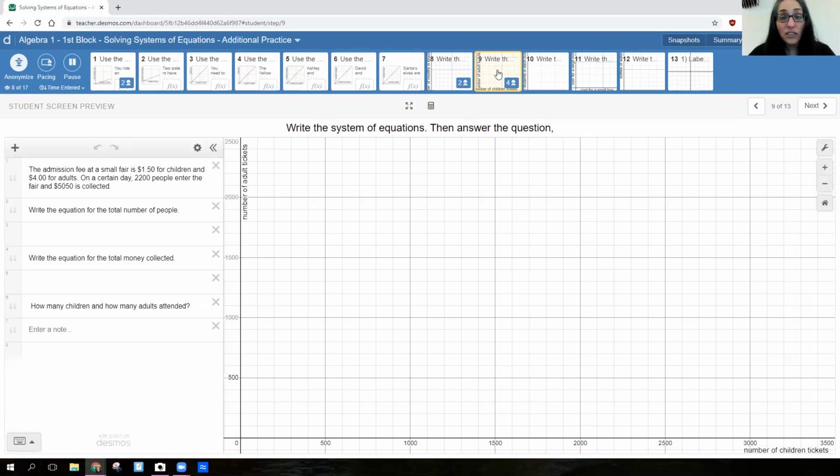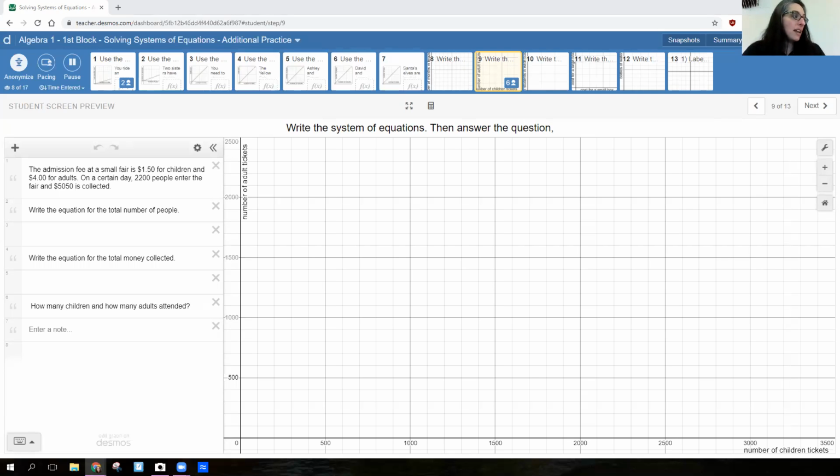All right, so this is super similar to slide 8, okay? So on slide 9, I think we got almost everybody there. Okay. All right, on slide 9, we're talking about the fair.